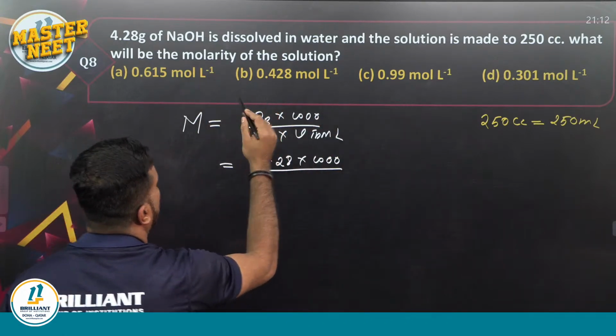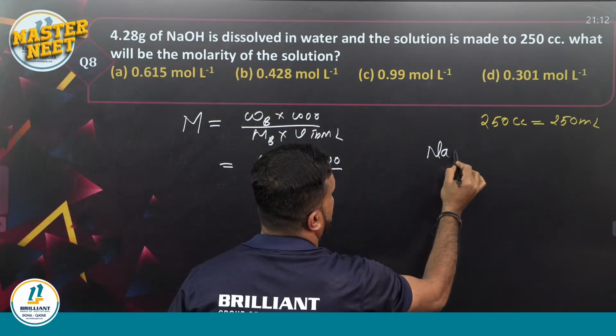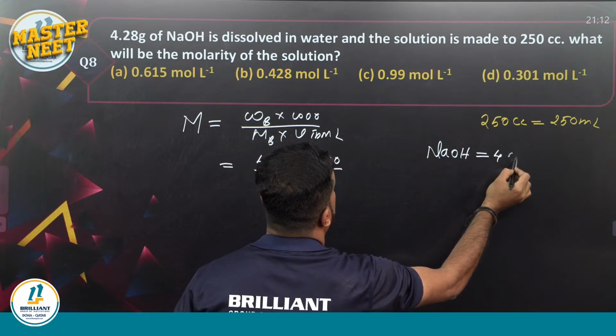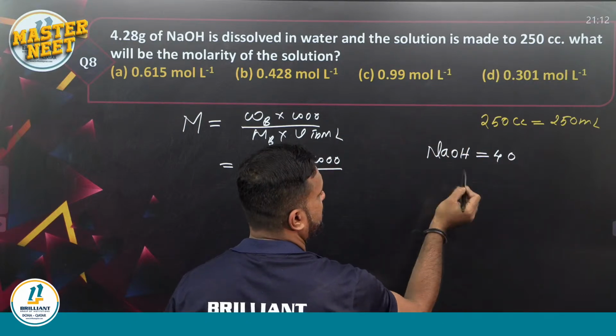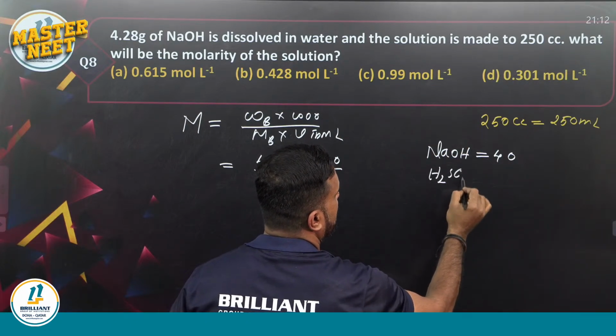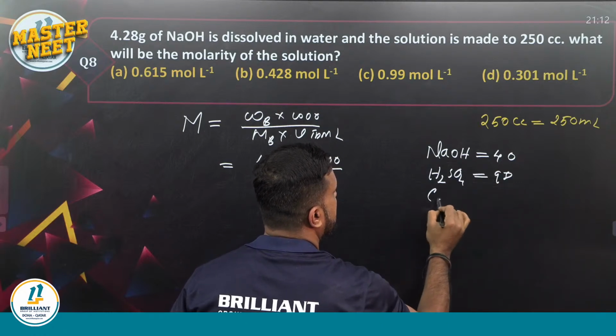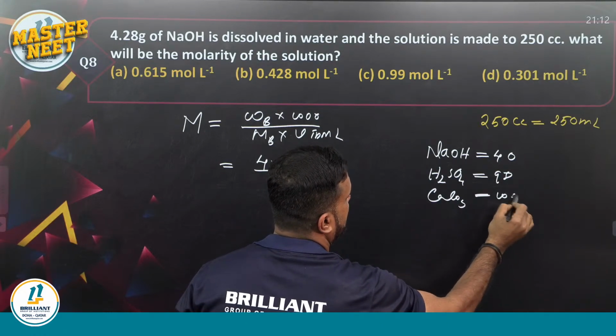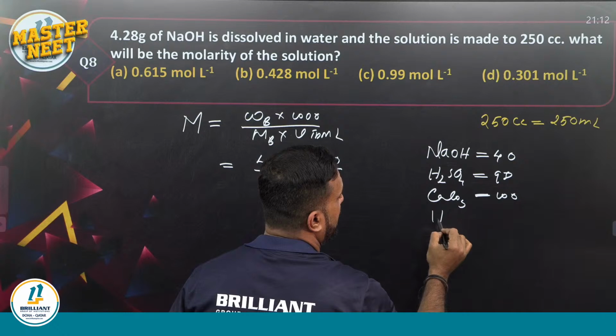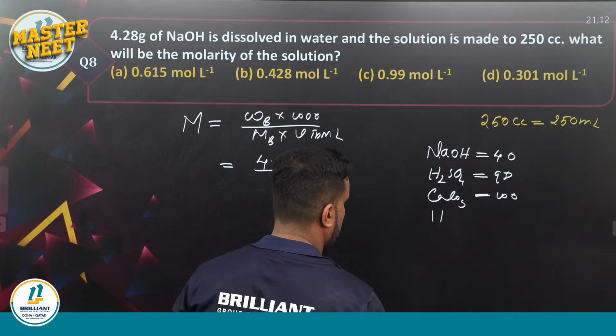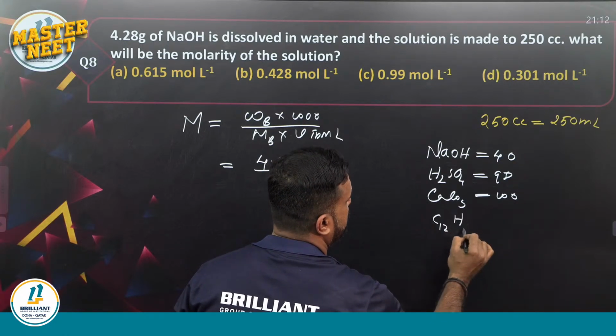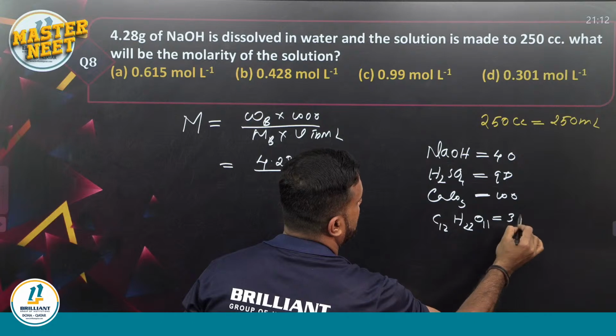That you all have to remember, okay? So many compounds, molar masses you have to remember. Sodium hydroxide is equal to 40. I think in the previous question also they gave it. H2SO4 is equal to 98. CaCO3 is equal to 100. That all you remember, okay? Then sugar and all you can remember. C12H22O11 is equal to 342.